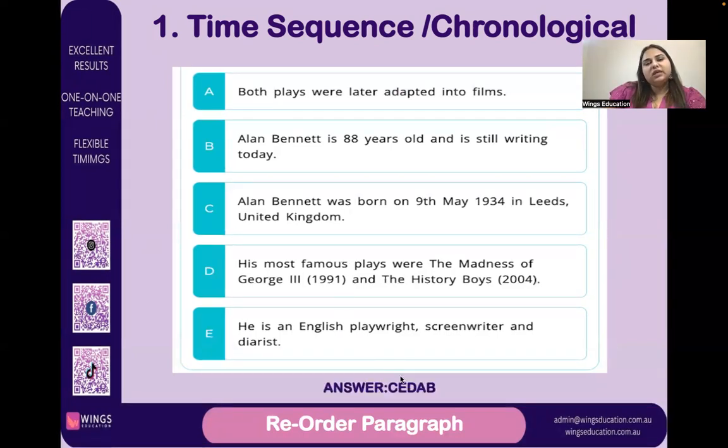So you can just try to find out your sequence. So you see C, as I said, is starting the paragraph. E, because it is talking about this person, Alan Bennett, who is he? So they're giving you information there. D, plays, and see D and A, they're together because of the play, both plays. And B, as I said, is the present, so should go in the end. Okay. So that's how you're going to do this one.